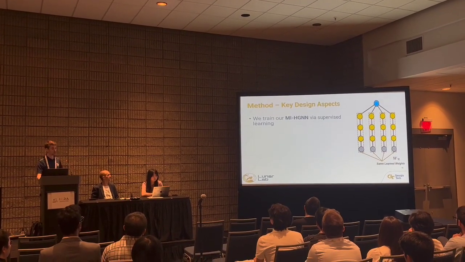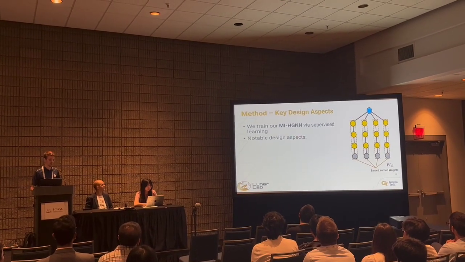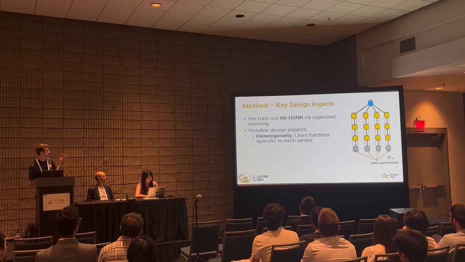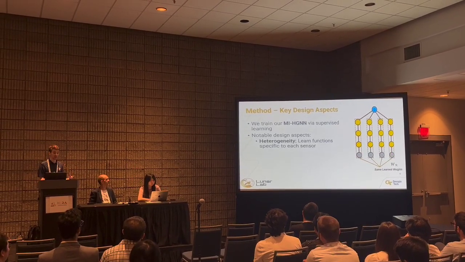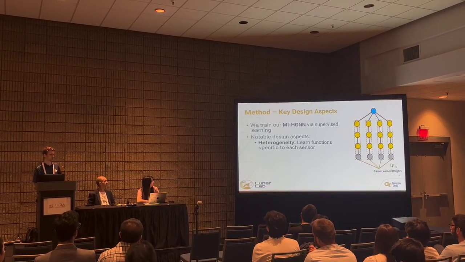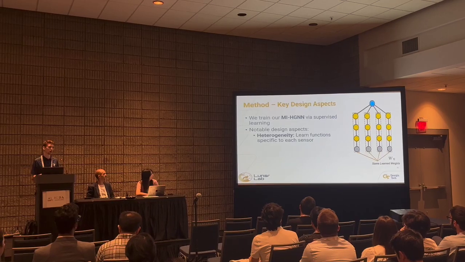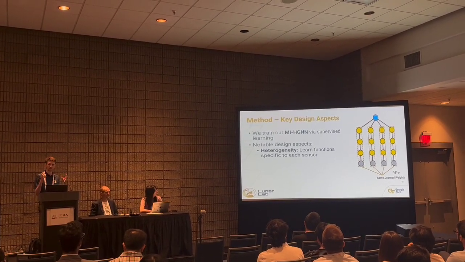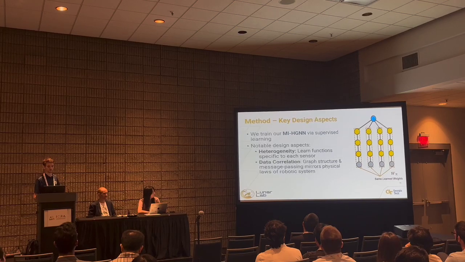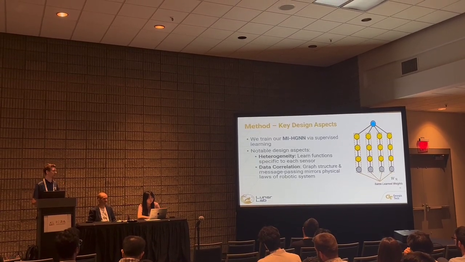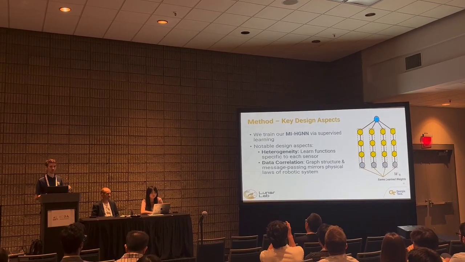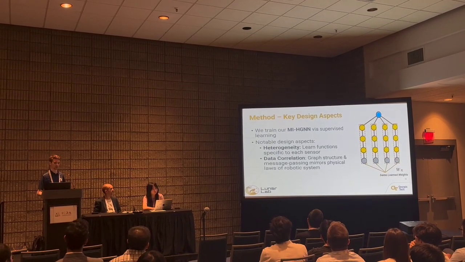We train our methods using supervised learning, so nothing surprising there, but there are 3 notable aspects that make our model work. First is its heterogeneity. The embeddings on the front, the heterogeneous encoders, and the message passing are both aware of the heterogeneous nature of the node types and allow it to do this kind of multimodal sensor fusion. Second is the data correlation. As the graph is constructed from the morphological symmetry of the robot, it can use this information as a prior and exploit it during learning.